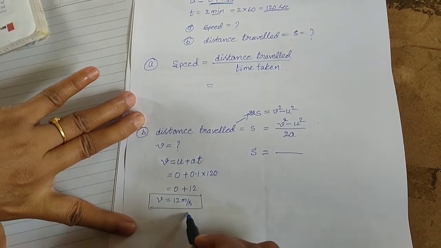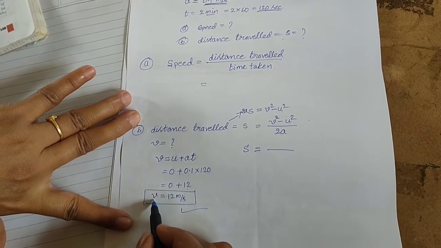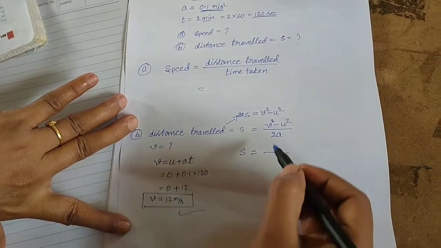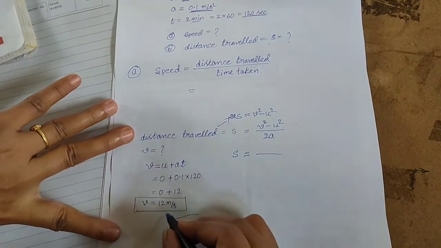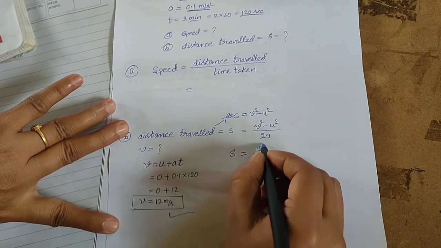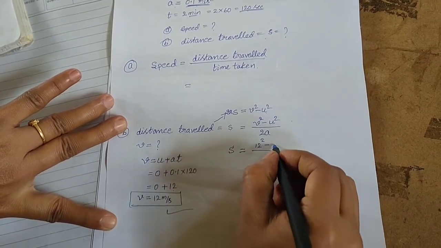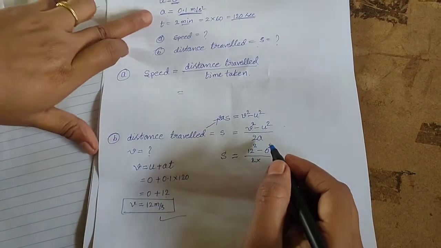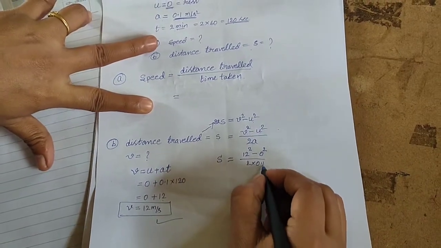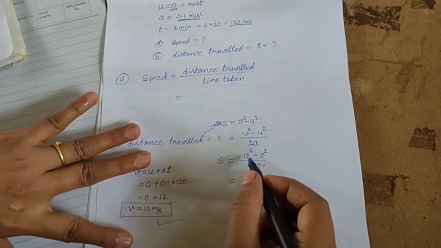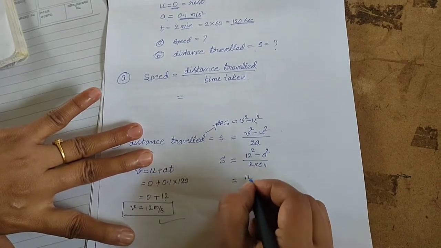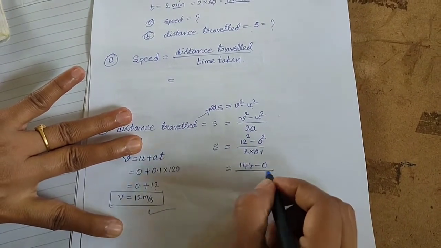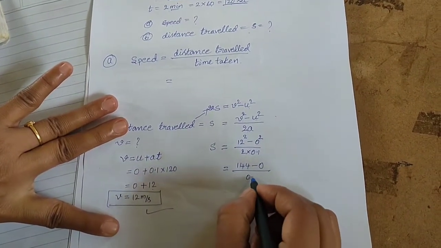So first I found the value of v, that is the final velocity. Now take this final velocity and put the value in this equation. So v is 12, so write 12 square minus u square, u square means 0 square, divided by 2 into a. A is given, that is 0.1. Students, you know 12 square is 144. 0 square is 0, and 2 into 0.1 is 0.2.